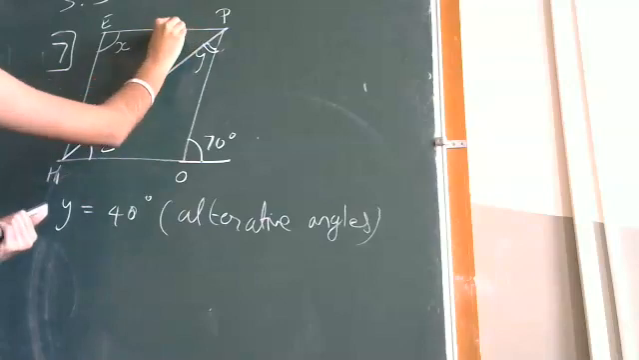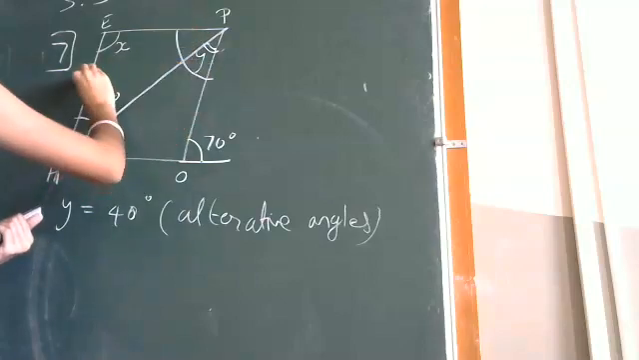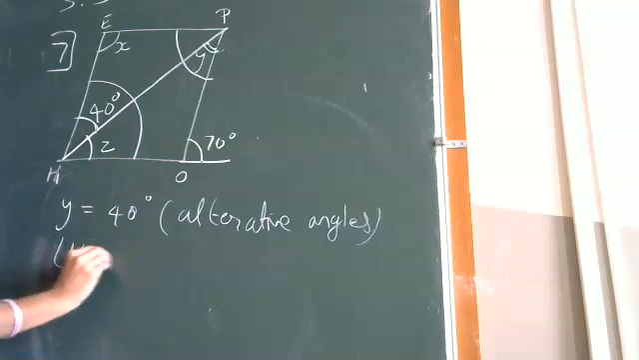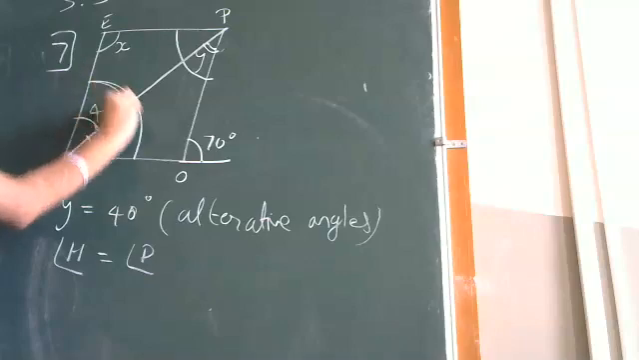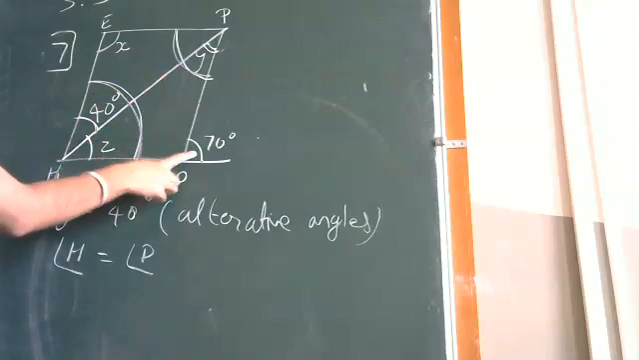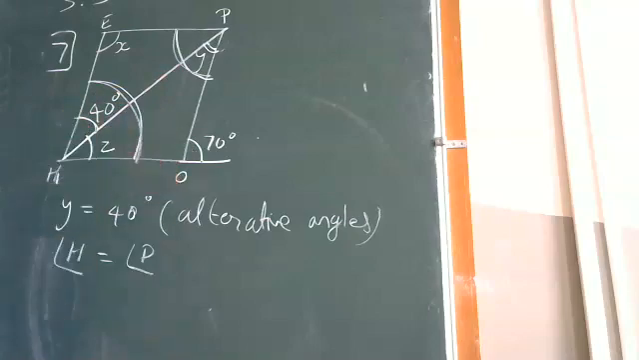In this, you see this complete angle and this complete angle. How are they? They are also alternate. So can I write angle H is equal to angle P? This full angle and this full angle, are they same? Yes or no, students? Yes, ma'am. So this is P, this is H. So if this is 70, how much does this have to be?